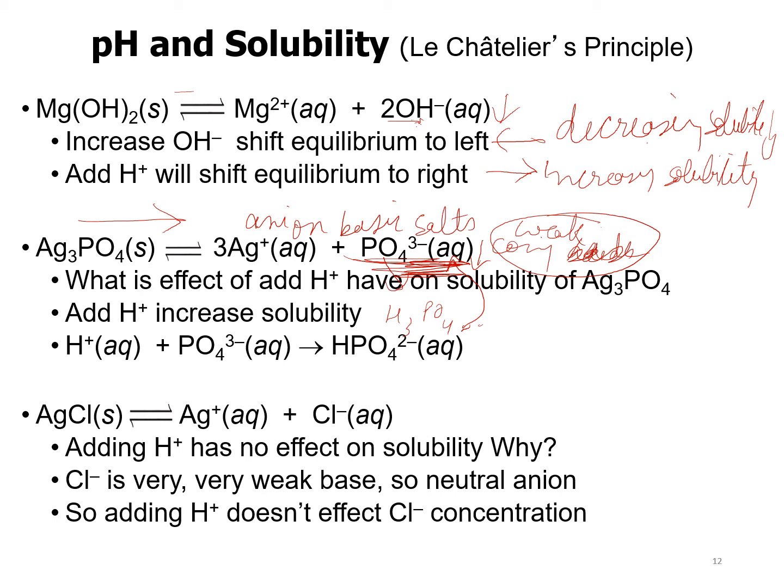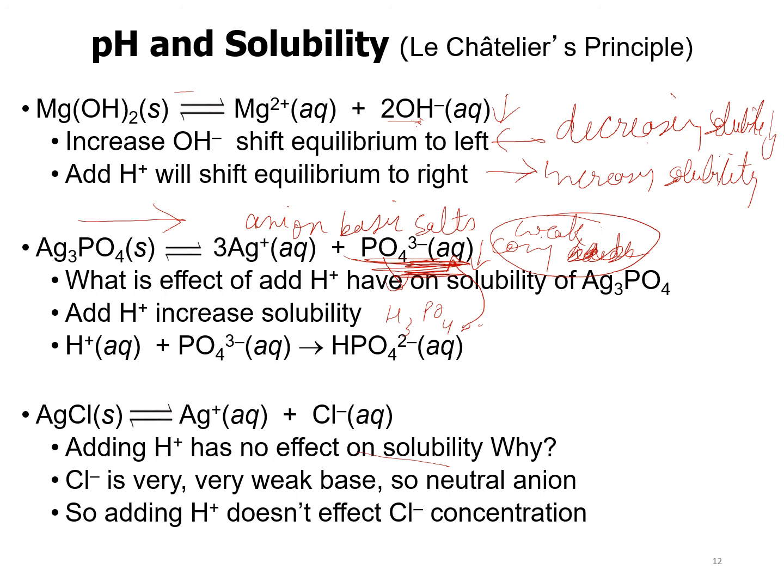Lastly, let's take a look at this example. If I have a salt solution of silver chloride, the solubility equilibrium produces silver ion and chloride ion. If we add more protons from the outside, why does it have no effect on solubility? So that's the first thing: it does not affect the solubility. You should be able to figure that out. And then the question is asking why.